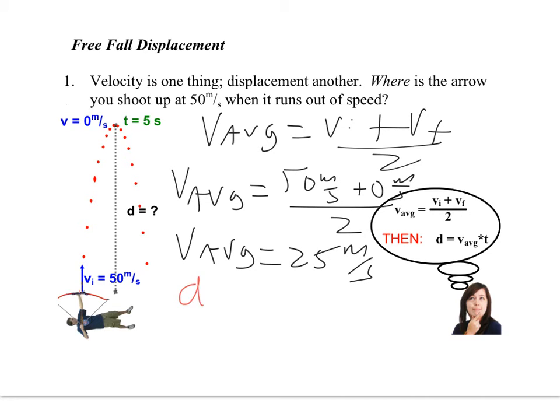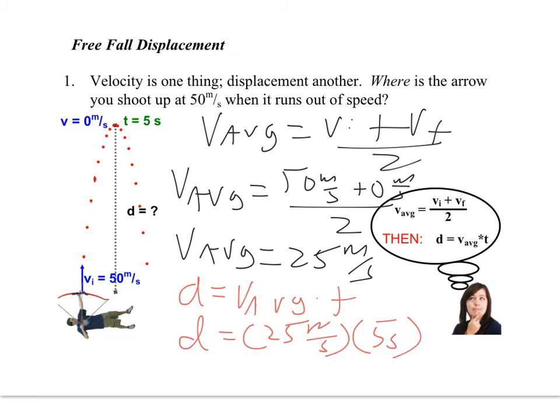So I'm just going to write that out in a different color here. D is equal to average velocity times the time. D is equal to that 25 meters per second. We had reasoned out before that it's going to take 5 seconds to reach that peak height. So 25 times 5 is 125 meters. At its maximum, the arrow reaches a height of 125 meters above the ground.